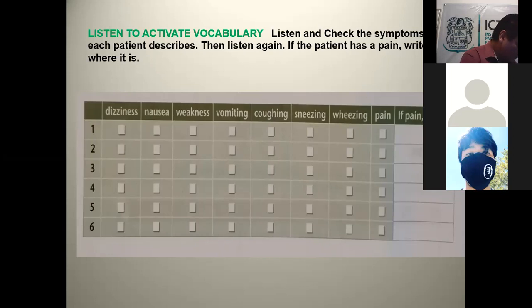Conversation 4. You're here to see Dr. Fox? Yes, I am. I've been really sick. Oh, I'm sorry to hear that. Have you been nauseous? Oh, yeah. Any vomiting? Yes. I'm afraid I've been throwing up everything I eat. Any dizziness? Not really, just nauseousness. Well, Dr. Fox will be with you in a moment.